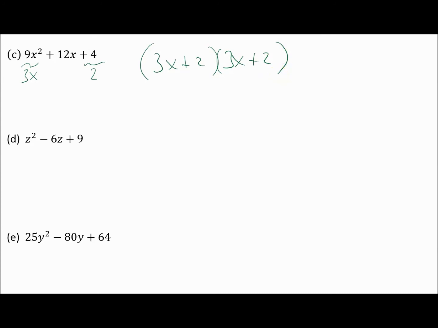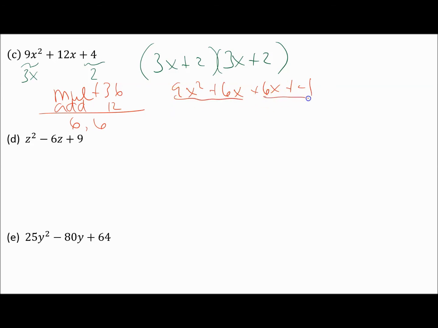But now I want you to realize, if we look at it the other way, and I'm not going to do them all both ways, but it's good practice to see if the AC method will work. 9 times 4 is 36, so we're trying to find numbers that multiply to be 36 and add to be the middle number, which is 12. Well, we know that's 6 and 6, right? So I rewrite my problem as 9x squared plus 6x plus 6x plus 4.